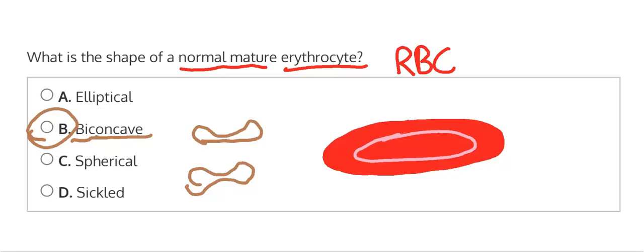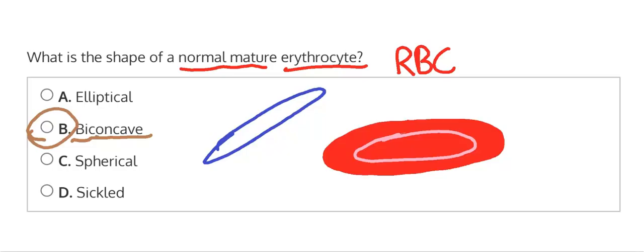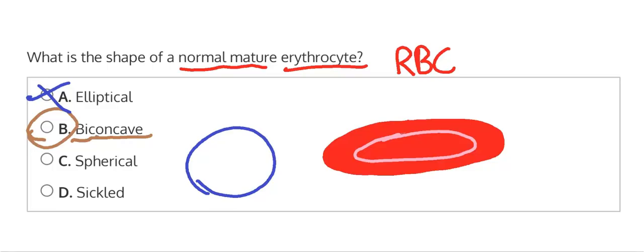We would not choose elliptical, because elliptical would be sort of like an ellipse without the concave structure. So it would just be like that. But that would not be an accurate presentation because it doesn't have that concave part accounted for in option A. Option C is spherical. So if we have just like a ball, there's some diseases that could cause that, but in a normal mature erythrocyte, that shouldn't happen. That would not be ideal.